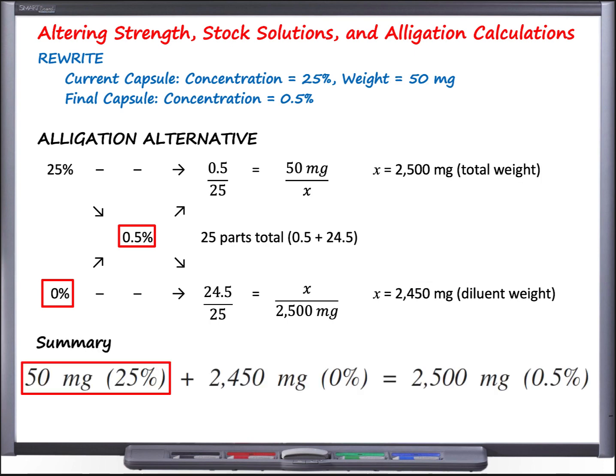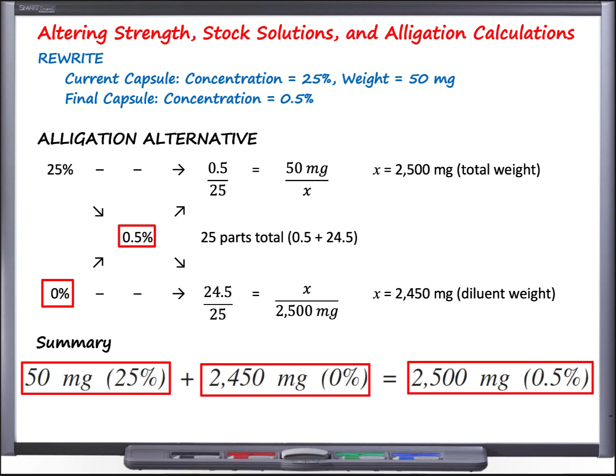So just to summarize, the same numbers we just did with the equation method is that we are starting with 50 milligrams of a capsule powder that has a 25% concentration. That's our initial capsule. To that, we've just determined that we're going to add 2,450 milligrams of diluent with just pure lactose. When we mix those two things together, we'd have a total weight of 2,500 milligrams, and that amount of powder would have our final concentration that we wanted at 0.5%. So that ends this question as well.